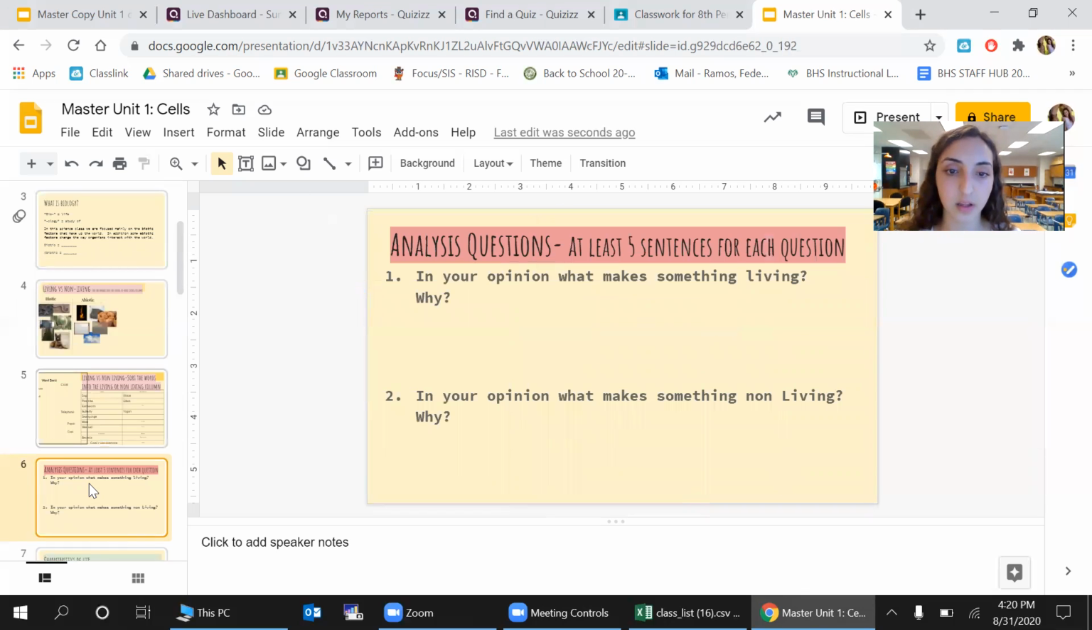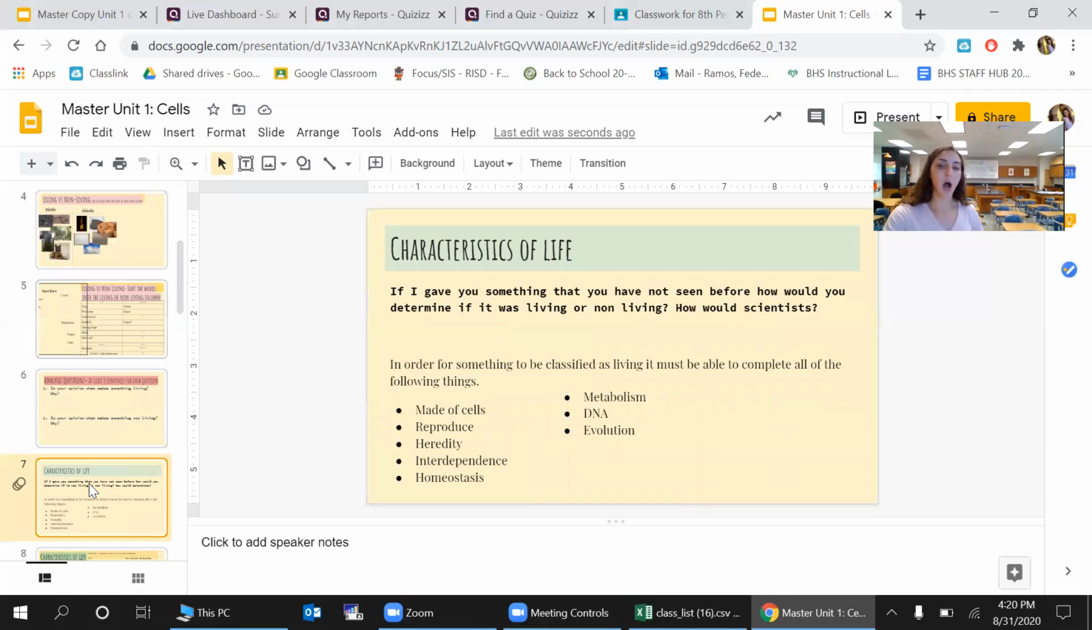Awesome. So what makes something living? What makes something non-living? You can take a moment, pause your screen, type out a few sentences, just get your brain rolling on how scientists are able to distinguish new things and figure out why they are living and why they are not living.